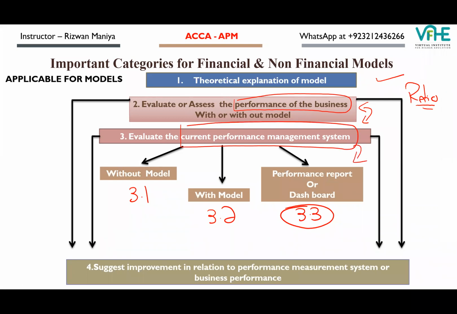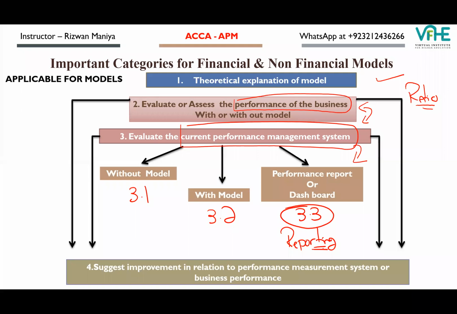And this is your performance report or a dashboard, which means what you are doing here is evaluating your current system of reporting. Now, what is your current system of reporting? The report that the board of directors use for evaluation purposes. So you are not required to evaluate the performance, how good or bad the company is doing. You don't have to look at the report just to find out the performance of the organization.